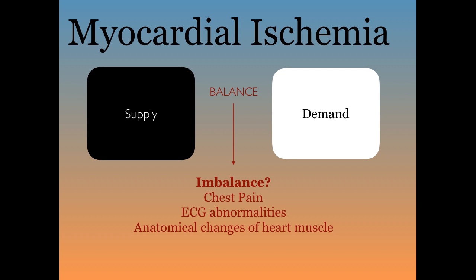So myocardial ischemia, you have your supply and you have your demand, right? And this is what keeps the homeostasis, what keeps balance for our heart muscle, and our heart muscle is nourished by oxygenated blood coming via our coronary arteries. So that's when we have balance. What happens when we have imbalance? When you have imbalance, you get chest pain that will also coincide potentially with EKG abnormalities. Anatomical changes of the heart muscle can also result.